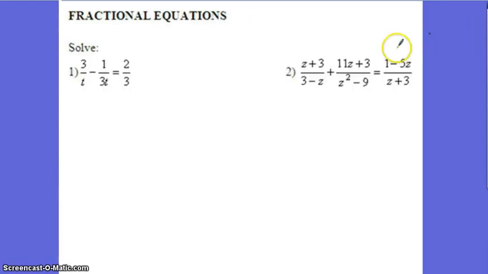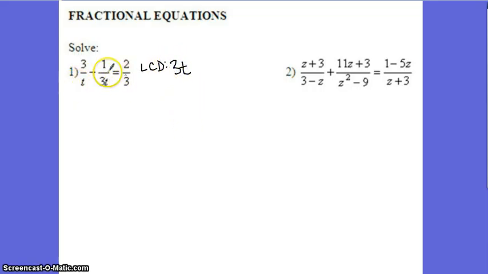Now, a little bit further in your notes packet, skip over the word problems for now. We're going to look at these fractional equations with variables in our denominator. So for the first one, it's the same process. Look at your denominators. We have t, 3t, and 3. You need to come up with the LCD. The LCD between t, 3t, and 3 would be 3t.